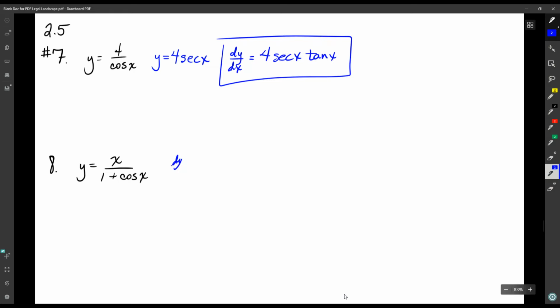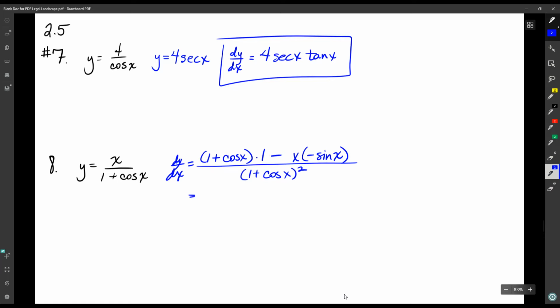So we begin with dy/dx is equal to the low function, so that's 1 plus cosine of x, times the derivative of the high function, derivative of x is 1, minus the high function x times the derivative of the low function. The derivative of 1 is 0, and the derivative of cosine of x is negative sine of x. This is all over the low function, 1 plus the cosine of x, quantity squared.